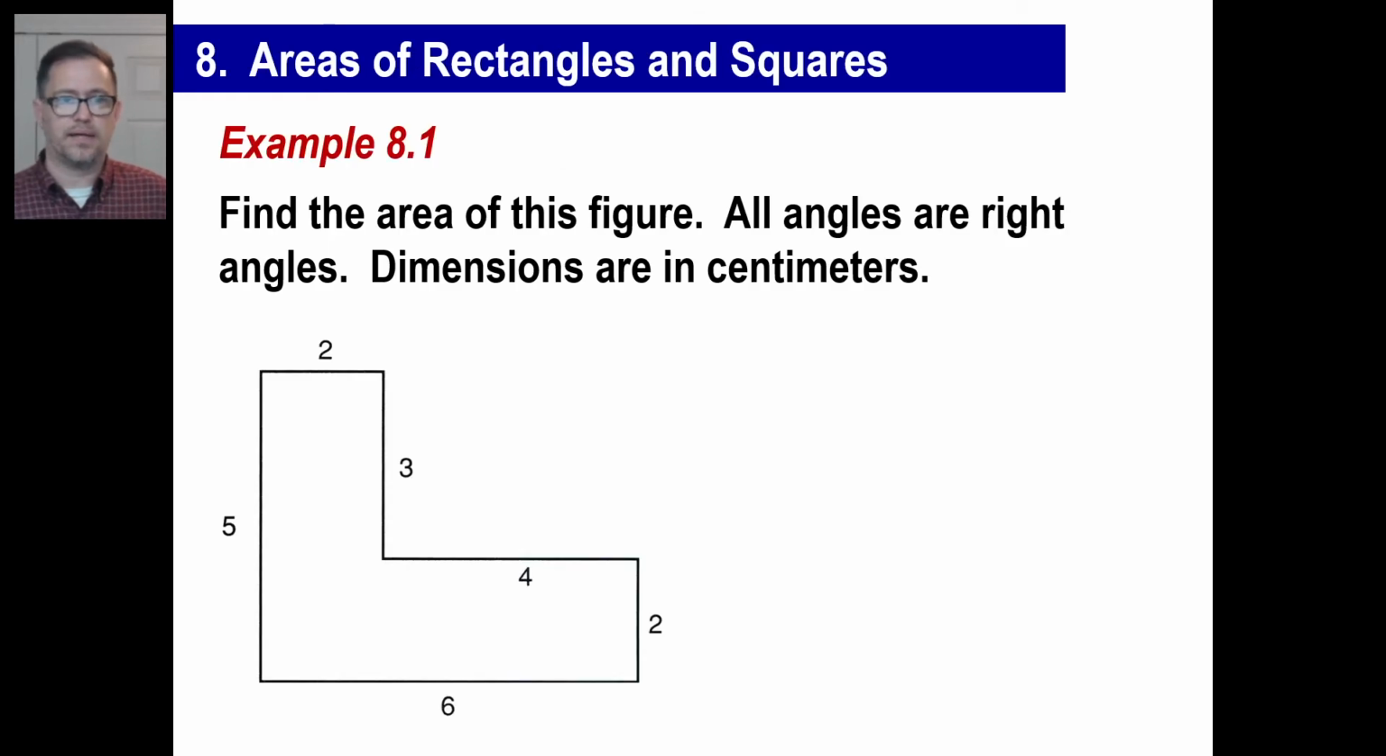So let's do that for a couple of these figures. Find the area of this figure. Right angles, dimensions in centimeters. Let's deal with that. Here's what you're going to do. You're going to have to cut this chunk in half, or at least in pieces, because you need to find the area of two rectangles. You can either do it vertically or horizontally. It doesn't matter. You'll get the right answer every time if you do it correctly.